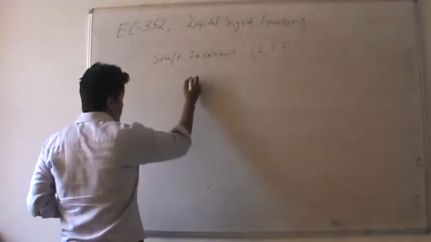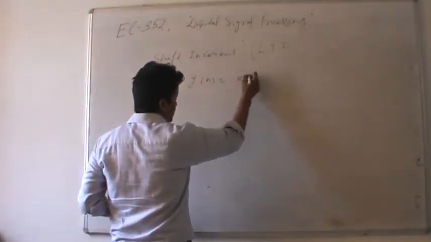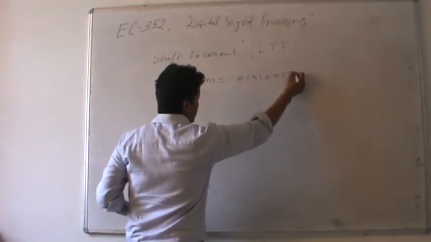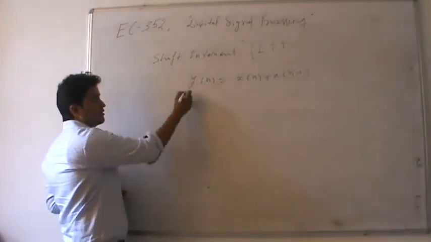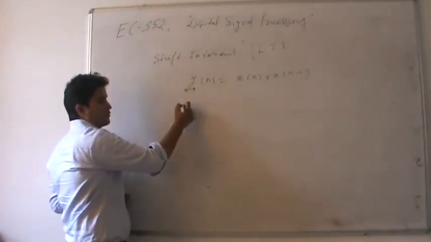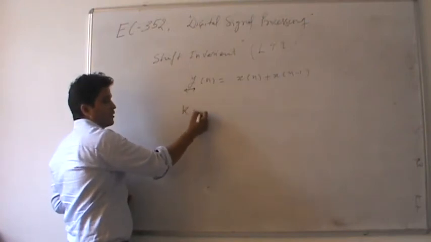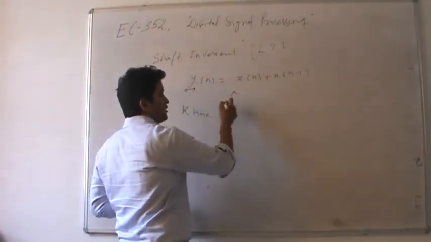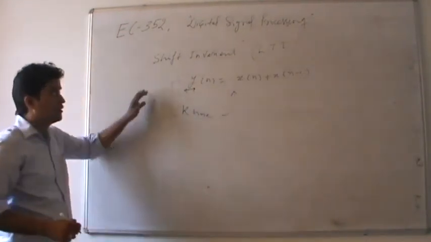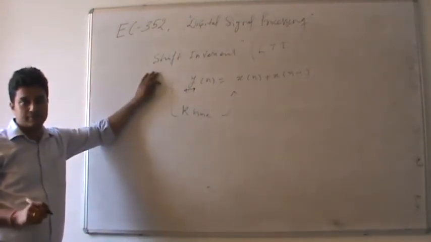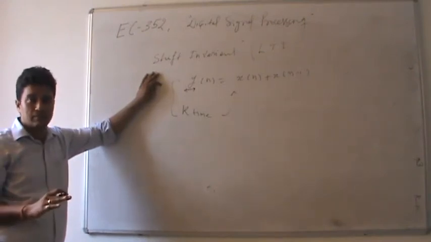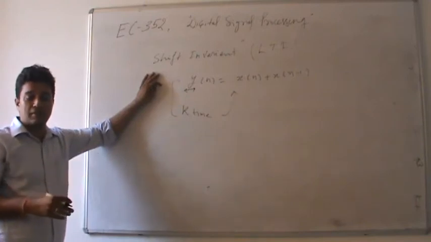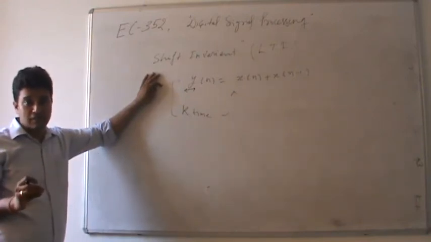I mean to say that if a system is y[n] equal to x[n] plus x[n minus 1], suppose this is the current characteristics of the system, and after k time the system is still behaving like this only, then the system is shift invariant. After some time gap, the system is still behaving the same as it was before, then the system is known as shift invariant. Otherwise it is known as shift variant.